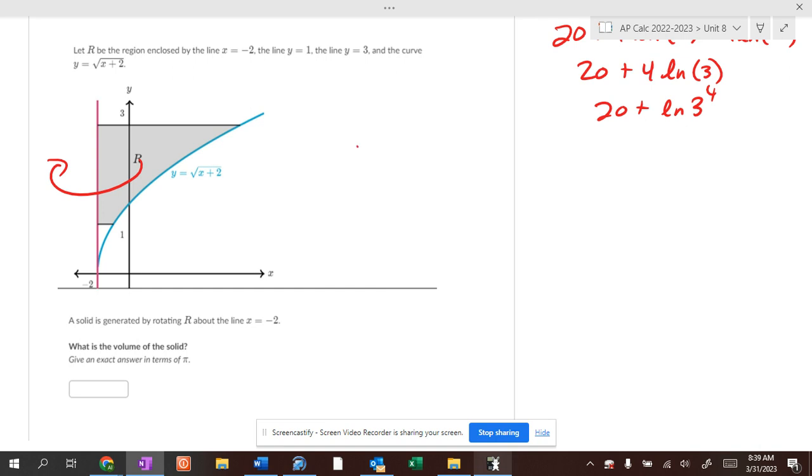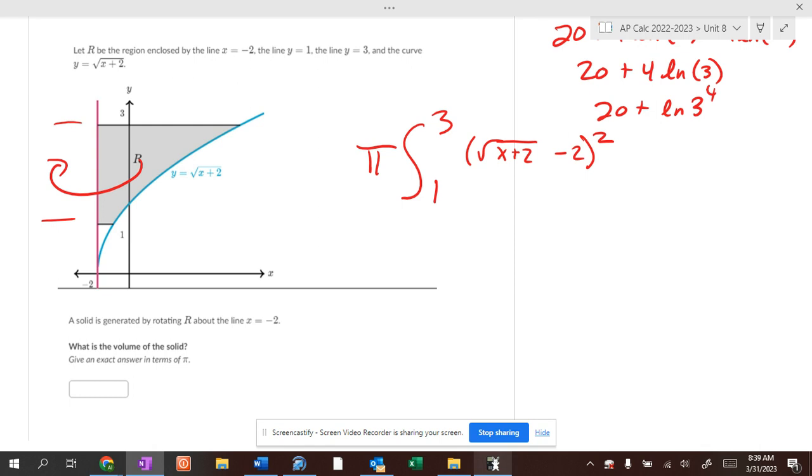So the disk method is pi r squared. So it's pi integral. And we have to go from here to here because it's around a vertical object. So it goes from 1 to 3 of this line minus this line. So it's the square root of x plus 2 minus 2 squared.